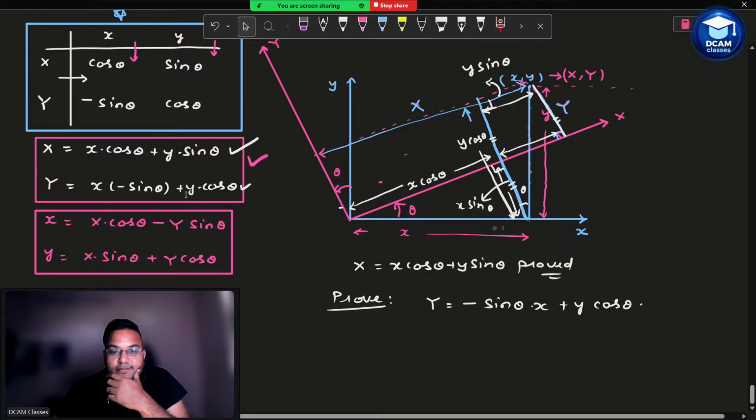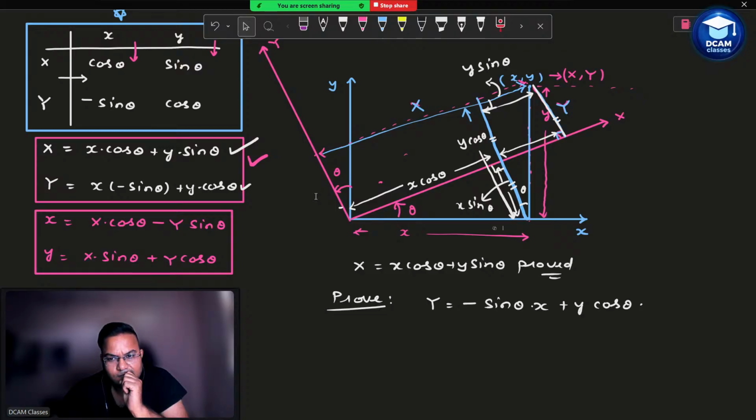Yes, sir. So sir, can we just simply express sin theta as negative? No, you have to subtract the distances. Basically, we are writing it as minus sin theta because the angle is anti-clockwise.